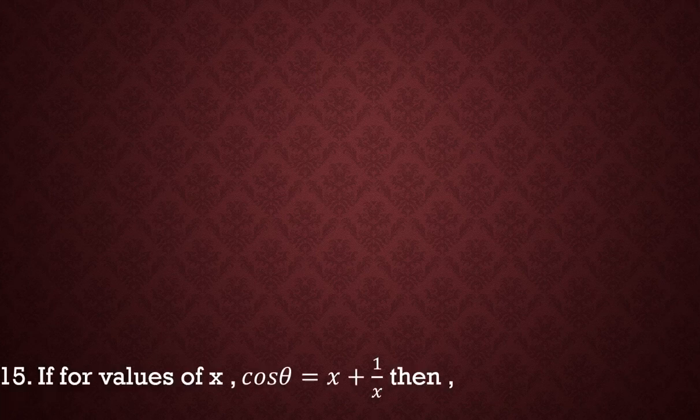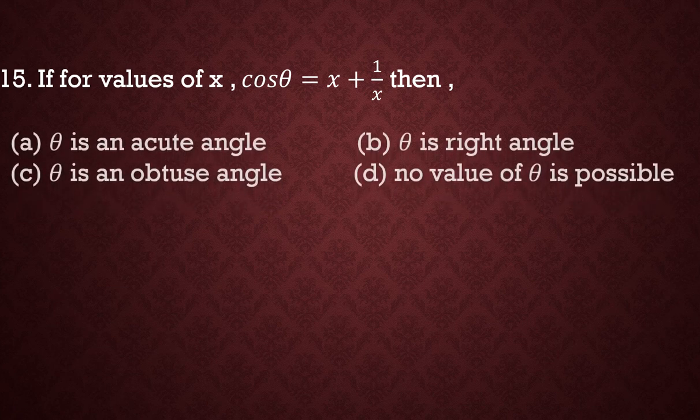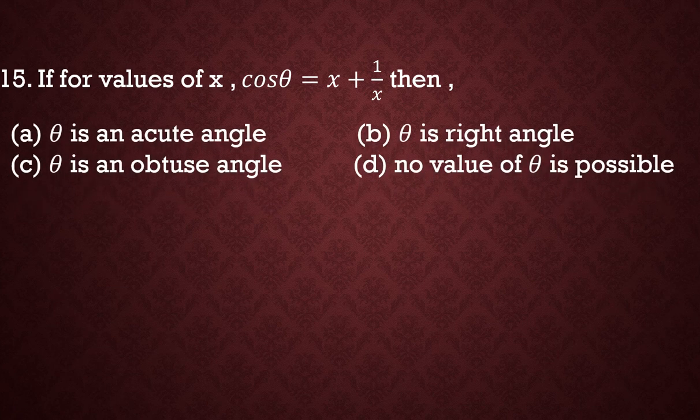The last question of this video is: if for real values of x, cos theta is equal to x plus 1 divided by x, then theta may be an acute angle, theta is a right angle, theta is an obtuse angle, or no values of theta. We have to check.